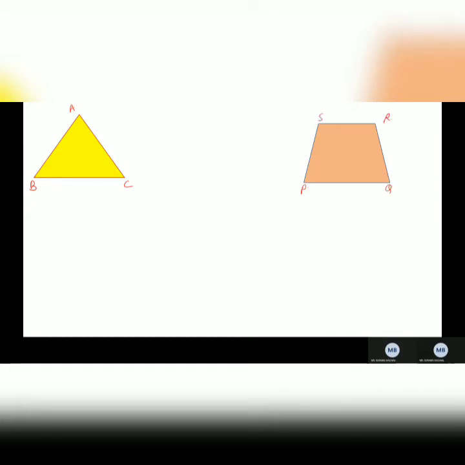PQRS. Now in this triangle you can see there are three sides and three vertices. These points A, B and C are called vertices, and we have three angles here. This is angle 1, this is angle 2 and this is angle 3. So how many sides are there? There are three sides. Number of sides is 3. So I will take it n. n is equal to 3.